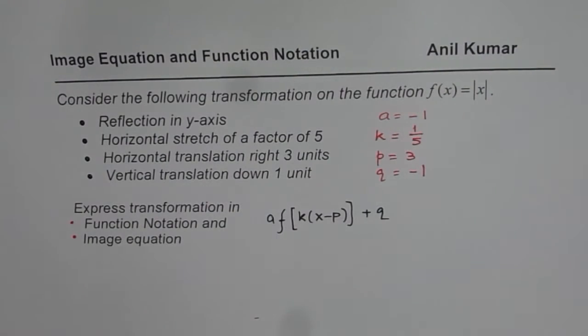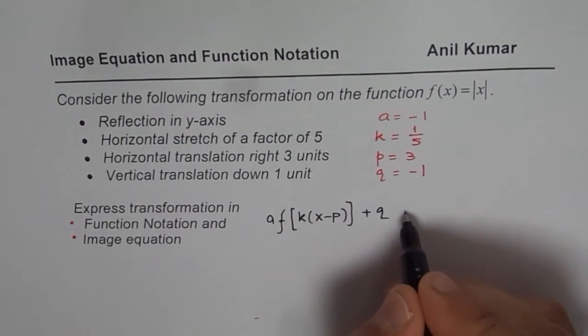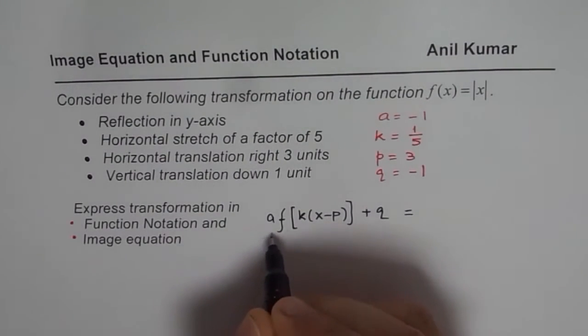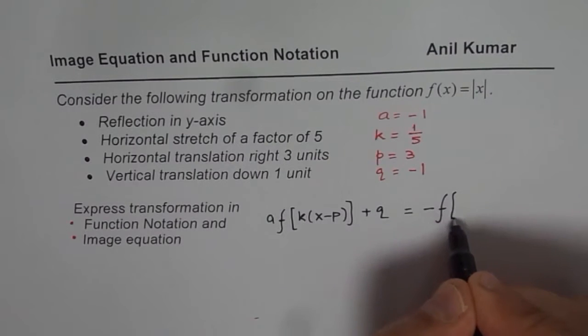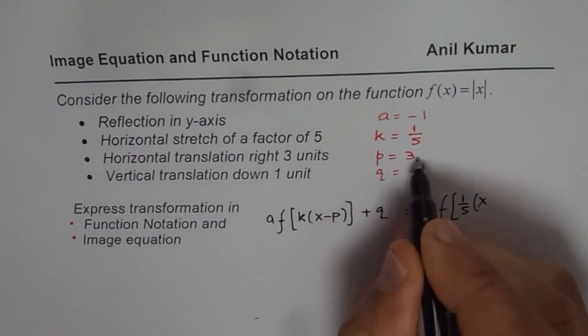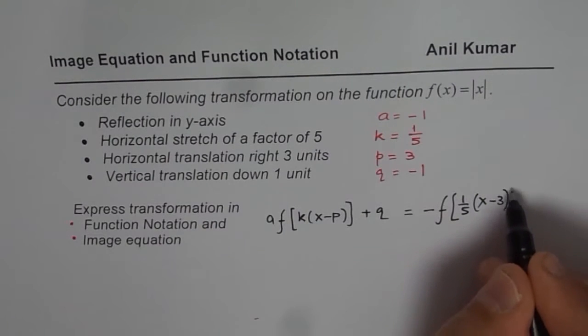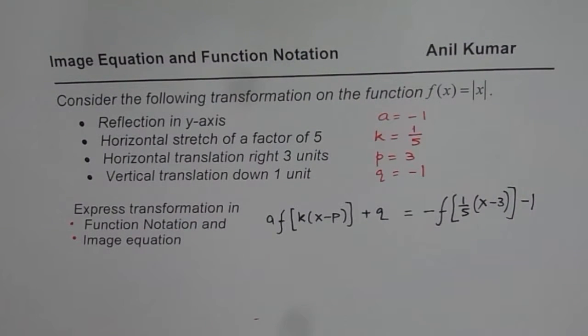So once you incorporate these values, you can write the transformation in function notation, which will be minus f of, k value is 1 over 5, x minus 3, minus 1. So that is your answer in function notation, right?